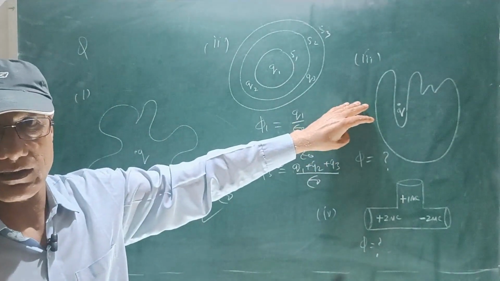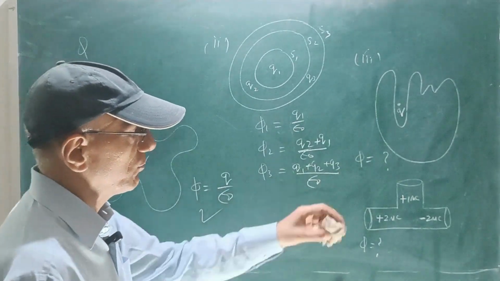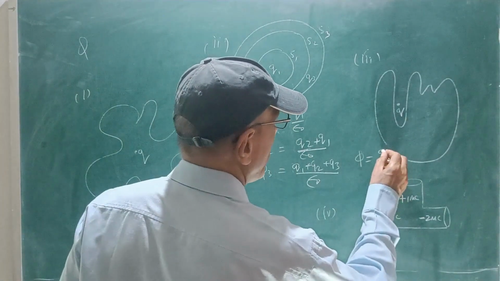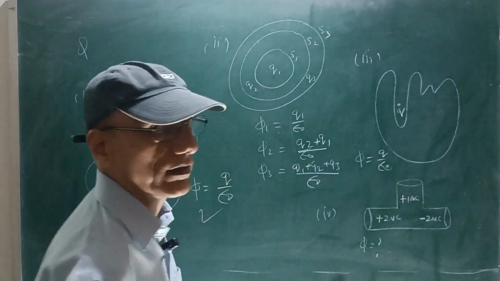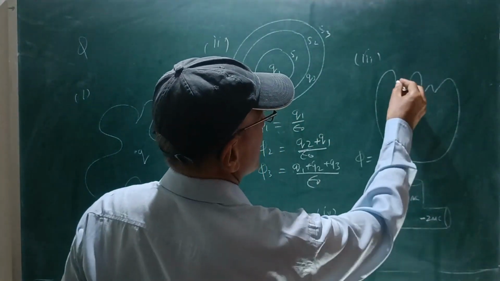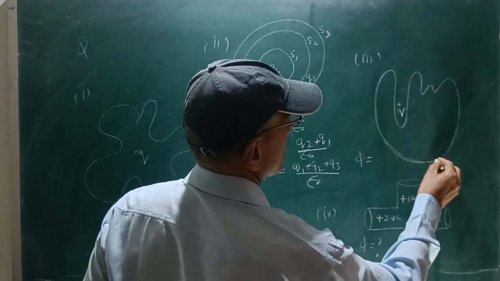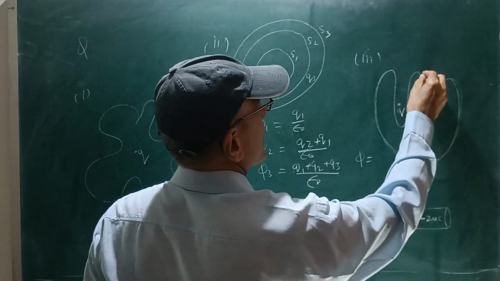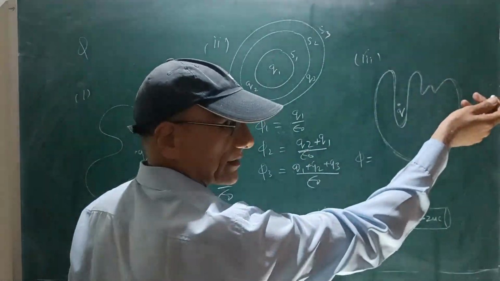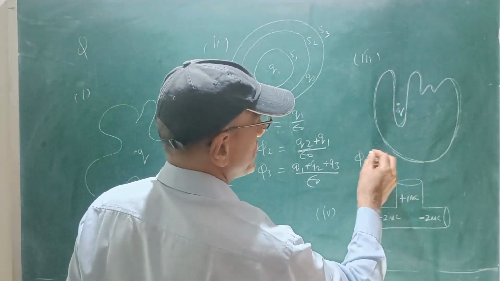What about this? Is it Q by epsilon naught? No, it's not Q by epsilon naught. Just see the surface. The charge is not inside the surface, it is outside the surface. So it will be always 0.